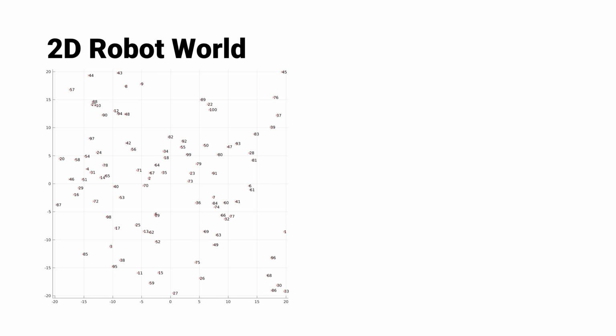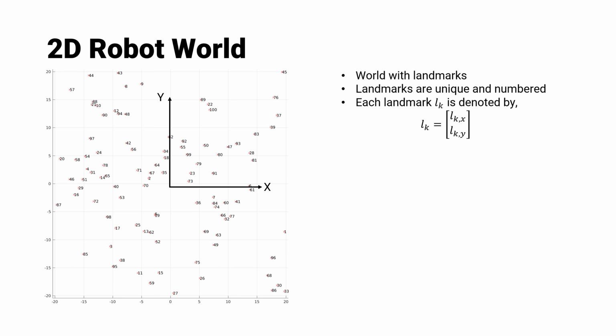So let's define our coordinate axes as follows. X is positive horizontally and Y is positive vertically. Notice that the 0, 0 or the origin of this world is somewhere in the center of this map. So the world is made up of landmarks, and the landmarks are unique and numbered. And each landmark, which we are going to denote by L_K, is given by the position X and Y, and also the tag of that landmark, which is K, denoted by the number there. And the coordinate is represented in that map.